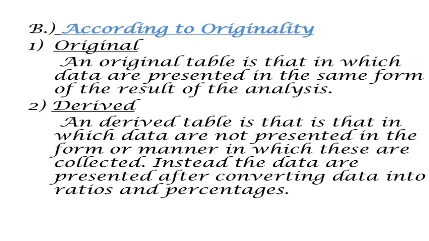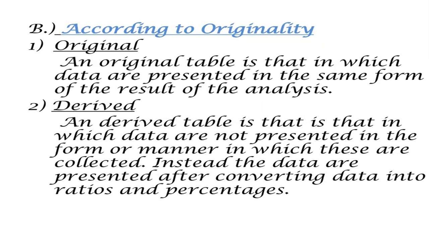And the next is according to the originality. Two types of table are there. Original: an original table is one in which the data are presented in their original form. It contains the statistical facts in their original form, the initial data collected from the primary source or from the classification of the table.